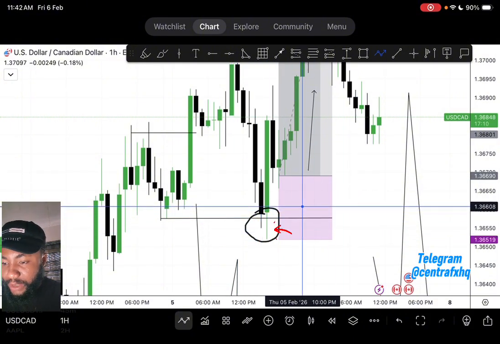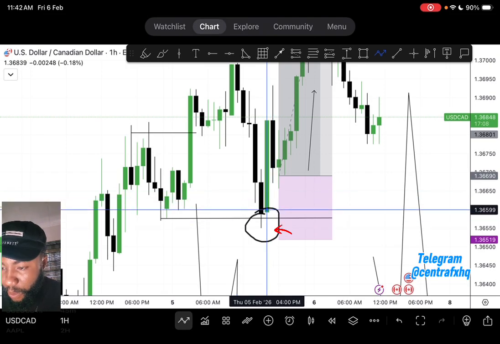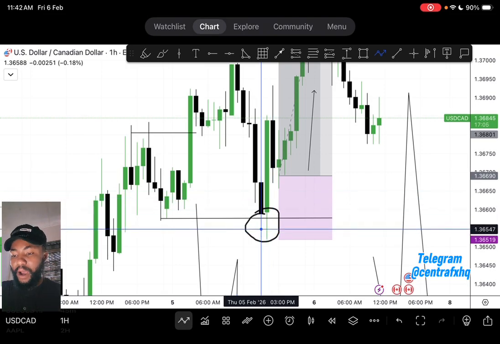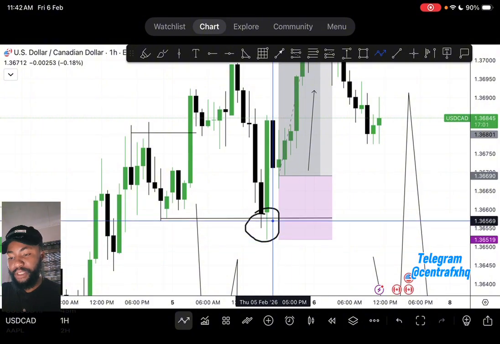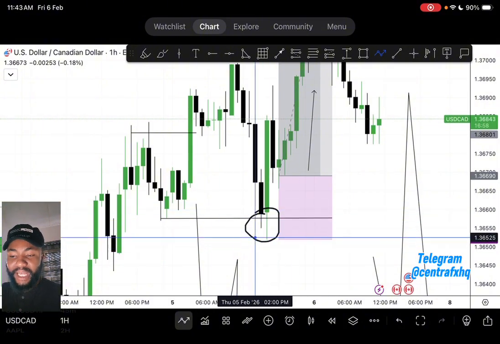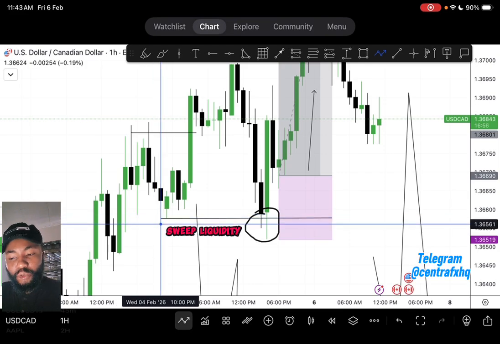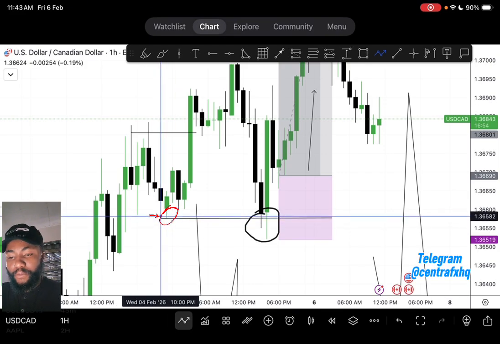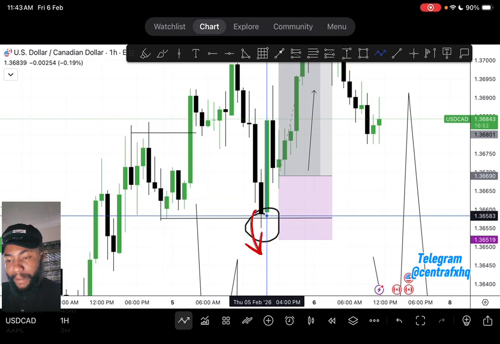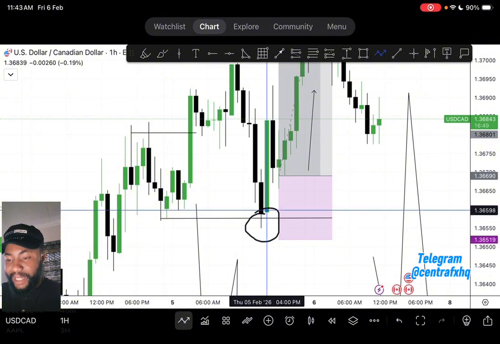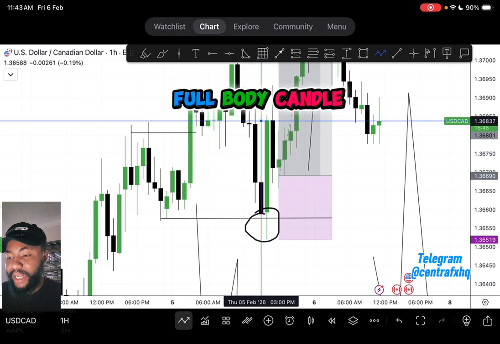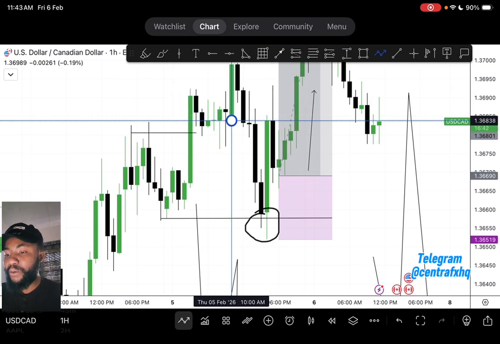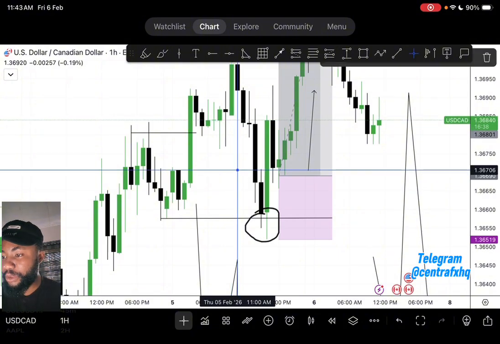So assuming price closed with a full body candle over there, I could have looked for a sell opportunity, but immediately price wicked that zone. So immediately, price came to sweep out this liquidity here. So people that have set their stop loss here, price came to wick them out, and then immediately price changed direction and created this full body candle. Immediately I saw that, that was a very good confirmation for me, guys, to get involved in this trade.